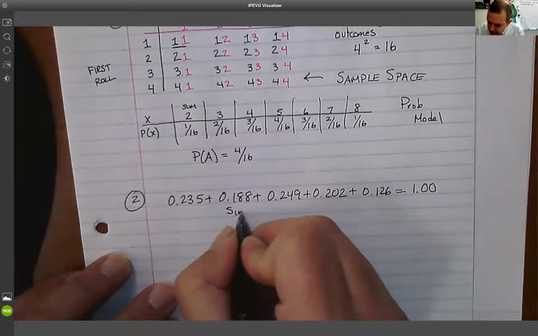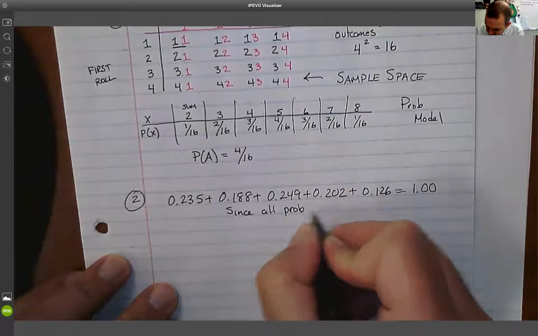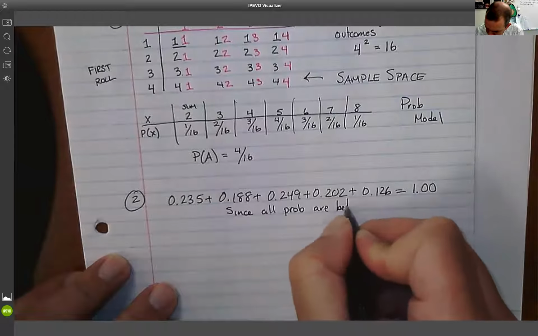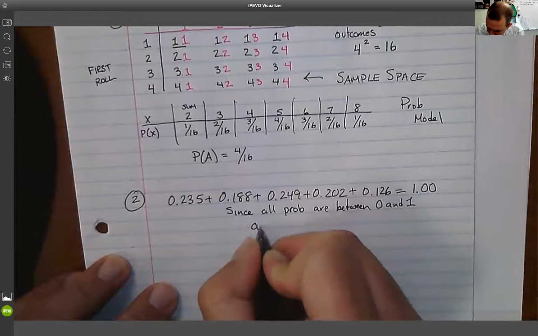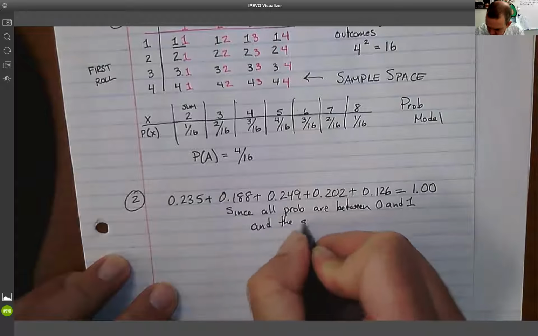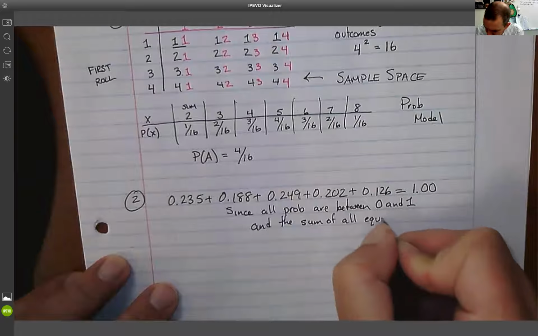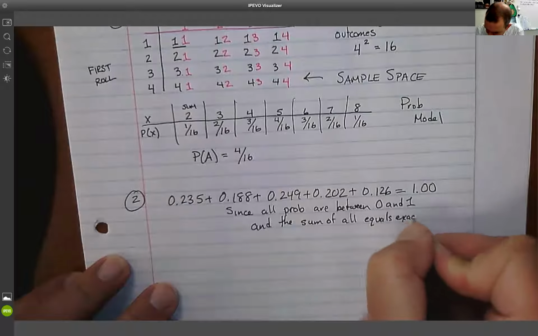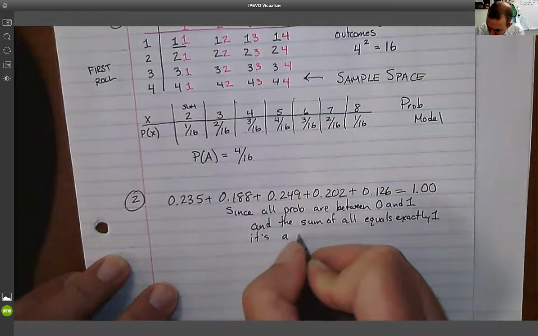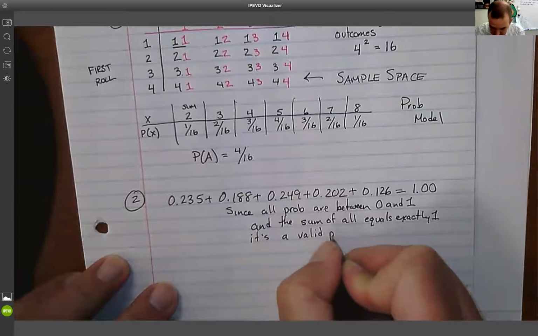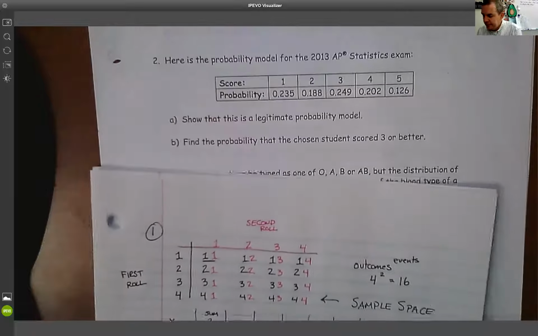So since all probabilities are between 0 and 1, and the sum of all of them equals exactly 1, it's a valid probability model. Okay. So that's the first part.